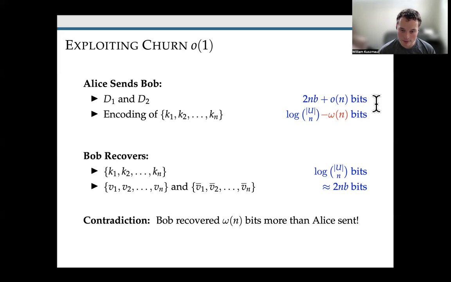So I won't do out the math in detail, but the point is that if you look at everything that Alice sent versus the amount of information that Bob recovered, because Alice was able to save so much space when she encoded the key set, the result is that Bob actually recovers more bits of information than what Alice sends. And so that's how we can get our contradiction in the case where the churn is little o of 1.